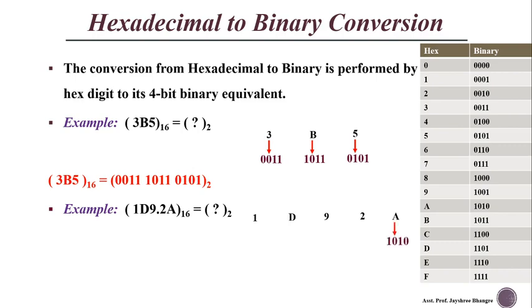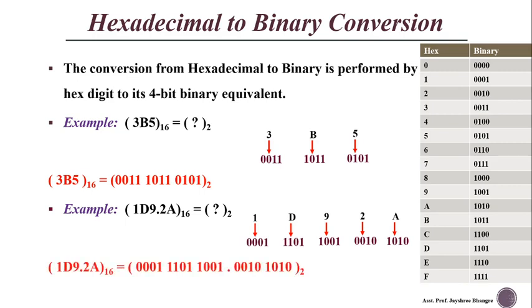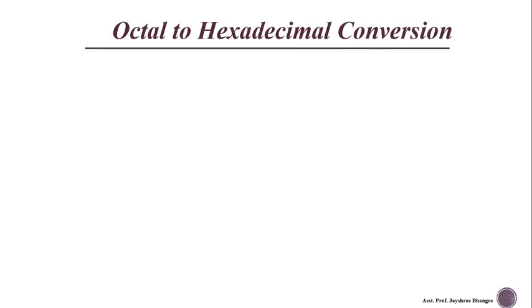So A is nothing but 1010, 2 is nothing but 0010, 9 is nothing but 1001, D is nothing but 1101 and 1 is nothing but 0001. So collect these numbers to get the answer, and we get the answer over here. So it is very simple. We just have to convert each hexadecimal digit to its equivalent binary.